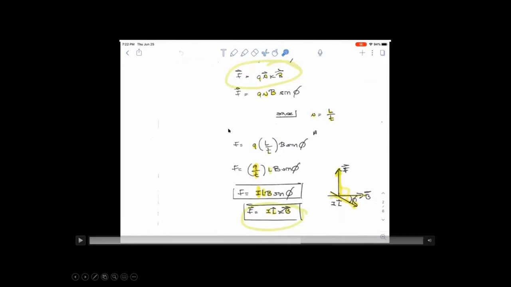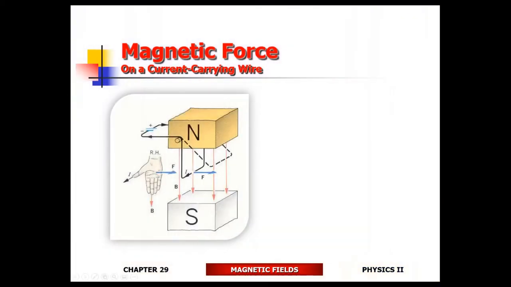The same thing is going to happen here. So with the current, a bunch of charges moving in this direction along the length of this wire, inside a magnetic field, is going to experience a magnetic force. So it's going to get deflected by that magnetic force. So that's the meaning of that equation. All right, so this is as far as we got last time.